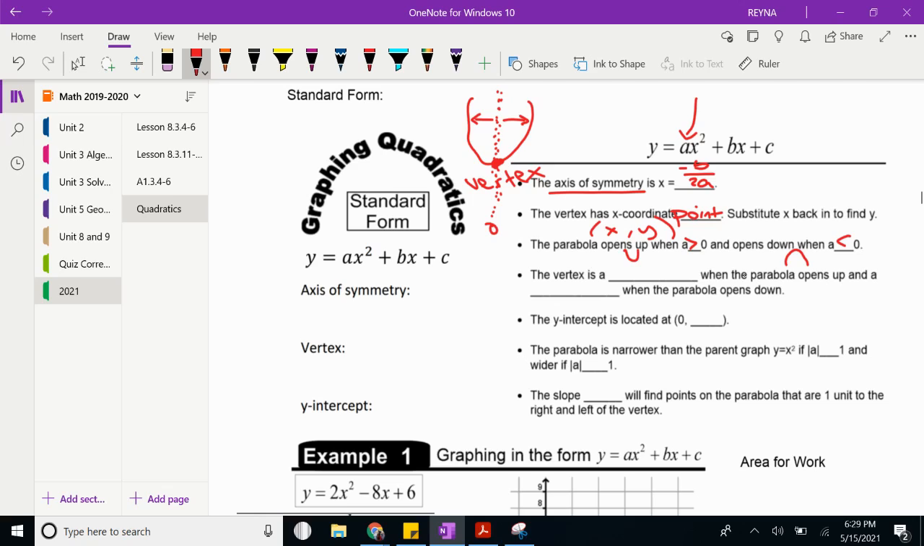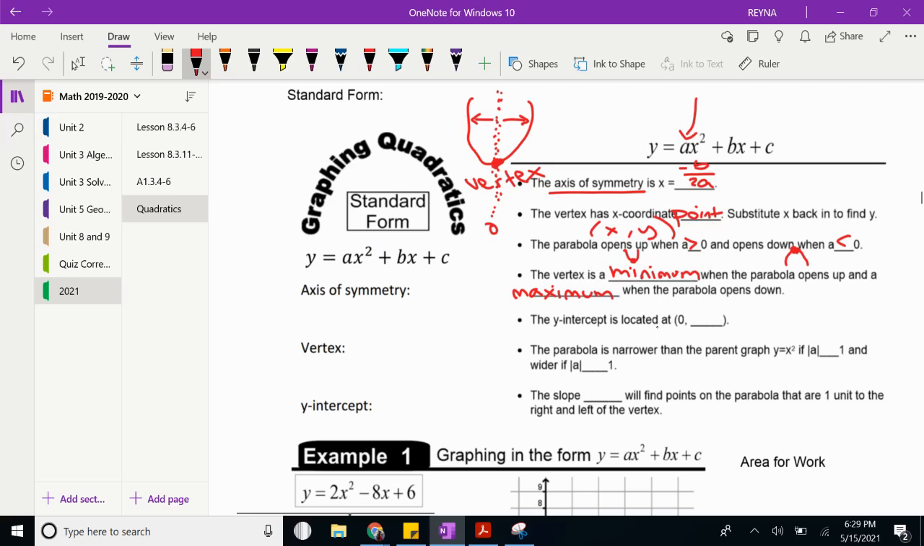Your vertex is a blank when the parabola opens up. So if we look here, our vertex is down at the bottom, so that is a minimum. And then a blank when the parabola opens down. So your vertex would be up here at the top, which means that would be a maximum. So you can think about it like a hill and a ditch. Minimum means you're in a ditch. The maximum means you're at top of the hill.